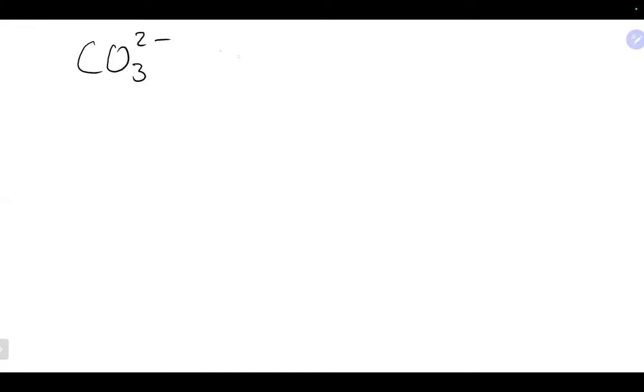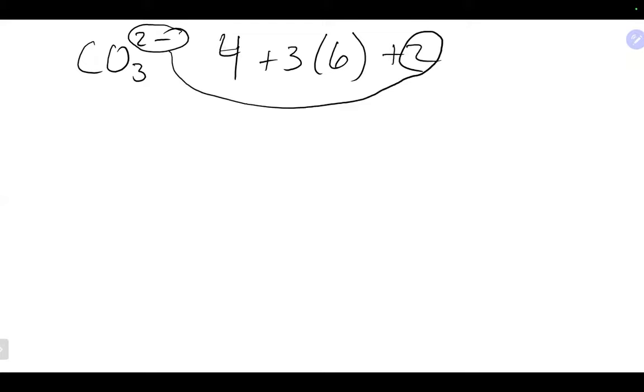Carbon has 4 valence electrons. There are 3 oxygens, each at 6. Now the 2 minus here, minus means it gained electrons, and 2 is how many it gained, which means I need to add those to my count so that I'm all good. That now gives me 4, 18, 24 valence electrons. Between carbon and oxygen, who should go in the center? Carbon. Once again, oxygen should be around.